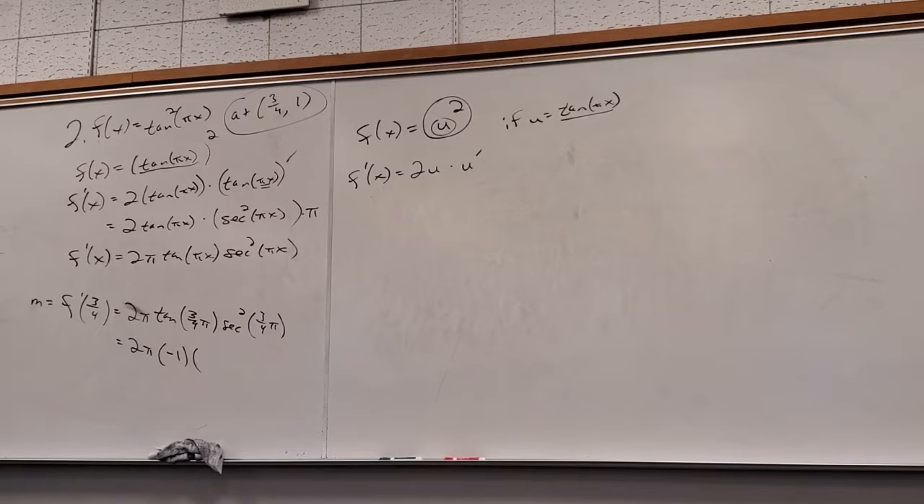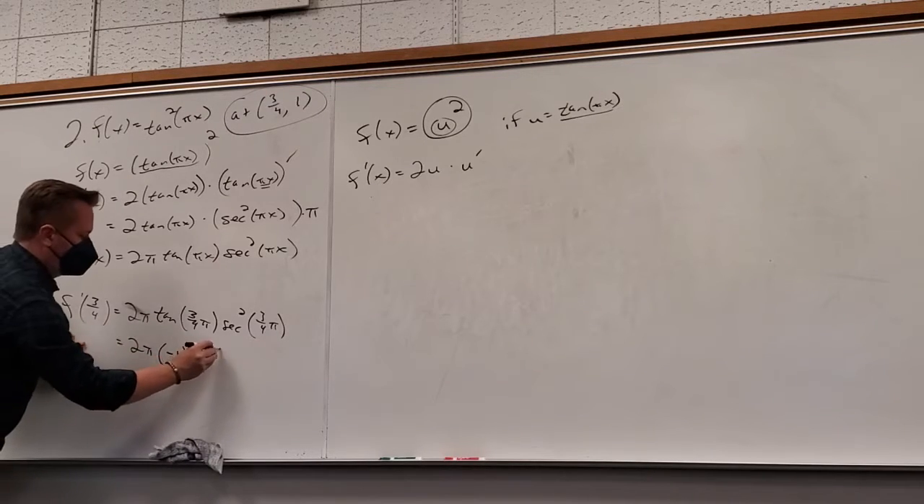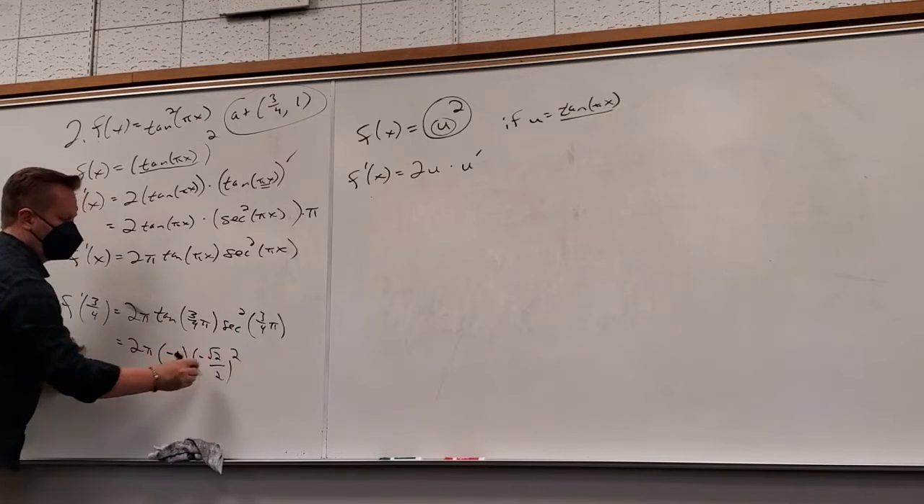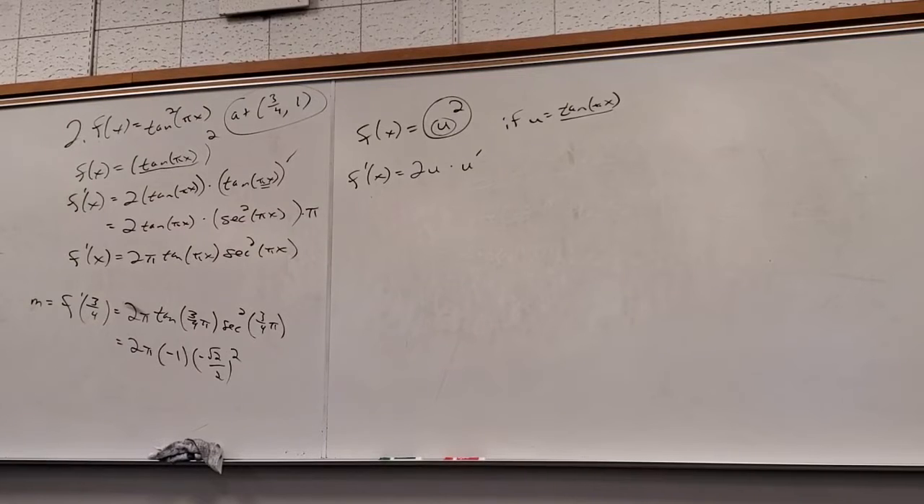What is secant? 1 over cosine. And what is cosine of pi over 4? Yeah, back here. So cosine of pi over 4 is? Yeah, it's root 2 over 2, and it's negative because it's back there. So let's go ahead, put that, and then it's squared. Yes? Oh yeah, and then it's 1 over. Thank you. There you go. Gotcha.